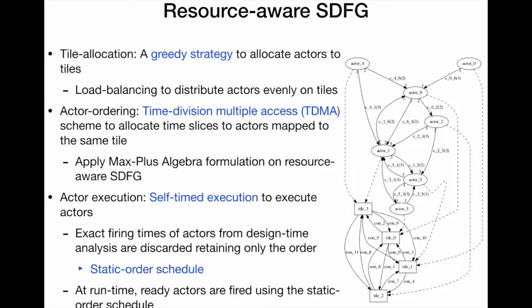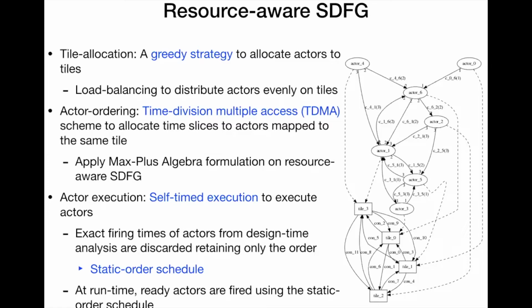Beyond that, we created 3 other techniques to analyze the performance of this SDF graph on the hardware. So first, we did a tile allocation strategy. We used a greedy strategy to allocate actors to tiles so that the load on each tile is balanced. Second, we used TDMA, which is time division multiple access, to allocate time slices to actors mapped to the same tile. And we apply the max plus algebraic formulation of the previous slide to analyze the performance with hardware resource constraints now in place.